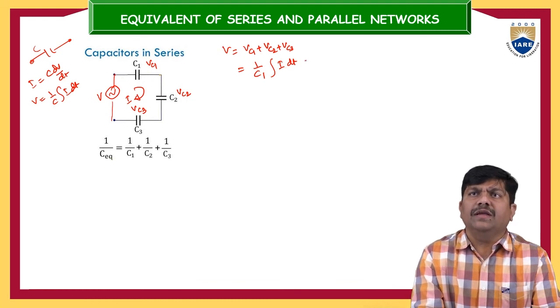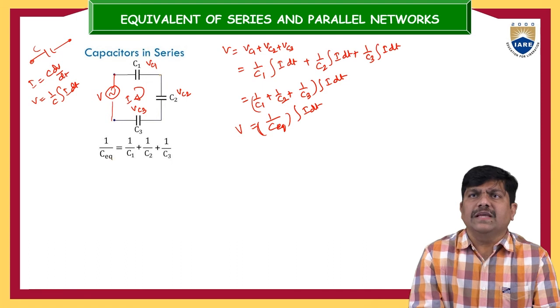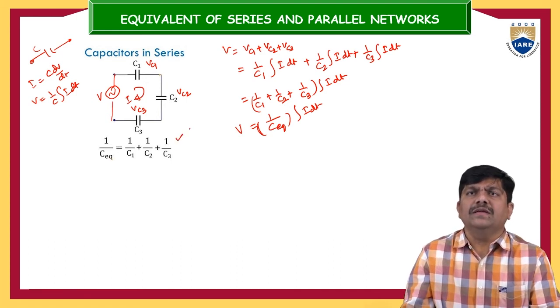So integration over I dt plus VC2 is equal to 1 by C2 integration over I dt plus 1 by C3 integration over I into dt. So this total value is 1 by C1 plus 1 by C2 plus 1 by C3 integration over I into dt. So this is nothing but 1 by C equivalent integration over I into dt. This value is V. So 1 by C equivalent is nothing but 1 by C1 plus 1 by C2 plus 1 by C3.